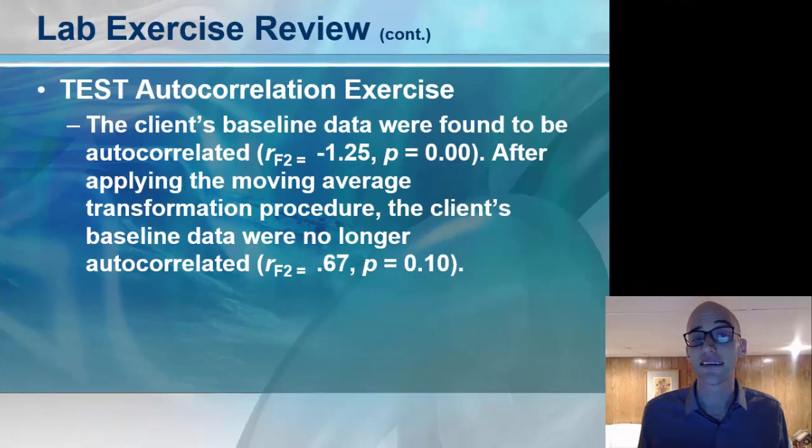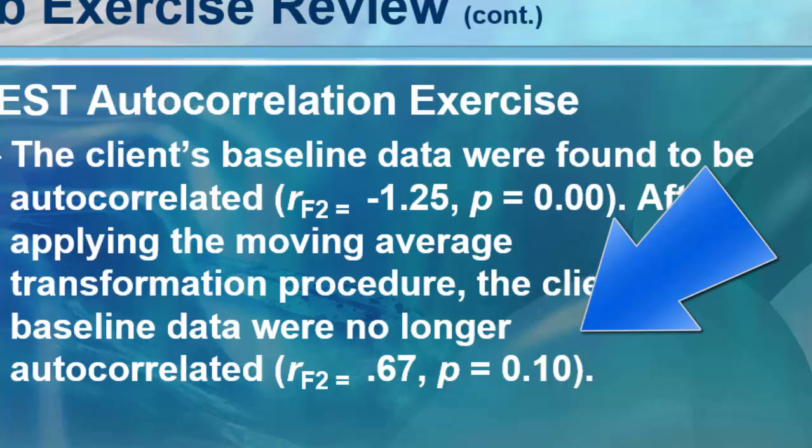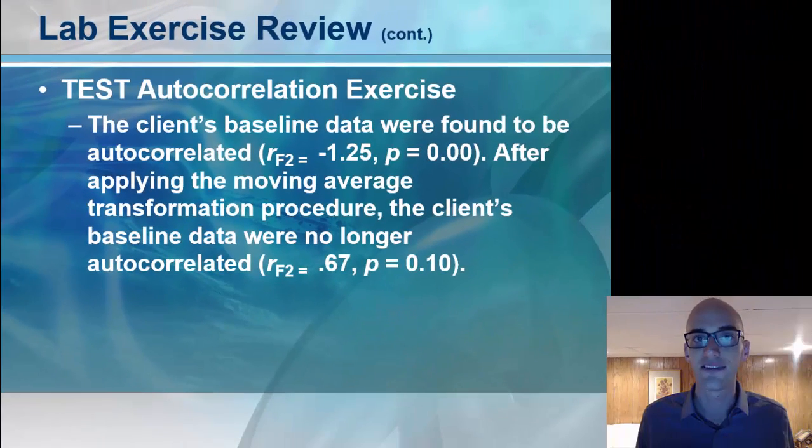However, during the second part of the exercise, the client's baseline data was found to be autocorrelated because the p is 0.000. So after applying the moving average transformation, the client's baseline was no longer autocorrelated, and now it's 0.10 because it's above that 0.05, so now it's not autocorrelated anymore, and now we don't have to do anything with it.